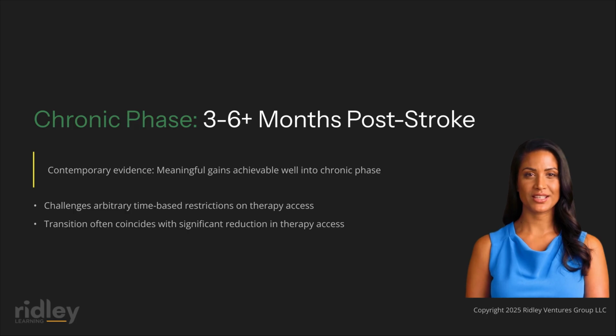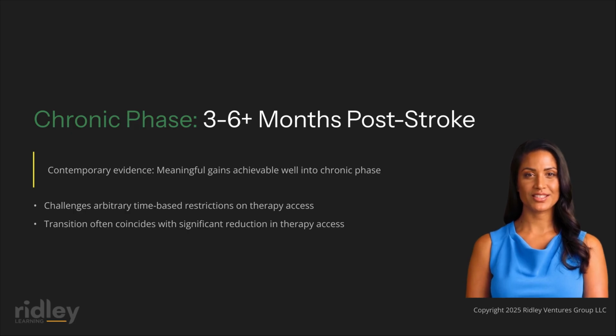This evolving understanding has important implications for rehabilitation service delivery, challenging arbitrary time-based restrictions on therapy access that have historically limited chronic stroke survivors' access to skilled rehabilitation services. The transition from subacute to chronic phase rehabilitation often coincides with discharge from inpatient or intensive outpatient settings to community-based care, creating a critical juncture where continuity of rehabilitation must be maintained despite changes in care setting and intensity.